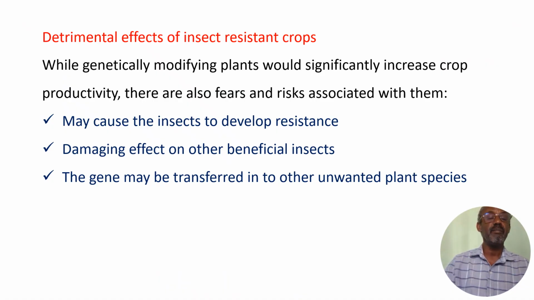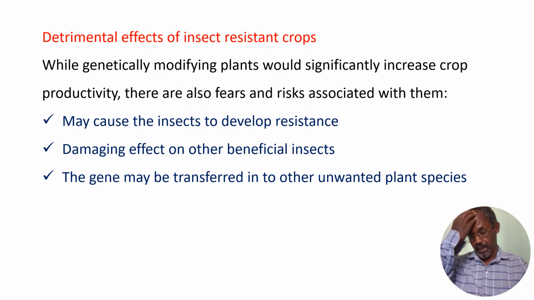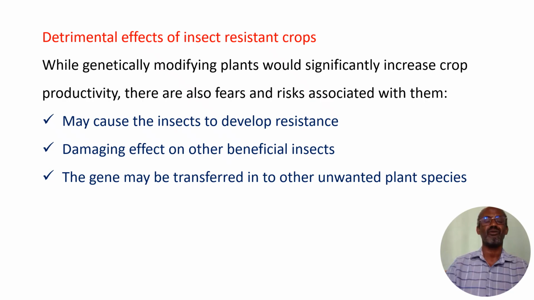Let's see now the detrimental effects of insect-resistant crops, as well as, of course, herbicide-resistant crops. What are the negative aspects of making our crop plants resistant to pests and resistant to herbicides, that is, herbicide tolerance? Of course, while genetically modifying plants would significantly increase crop productivity, there are also fears and risks associated with them. Many cause the insect to develop resistance.